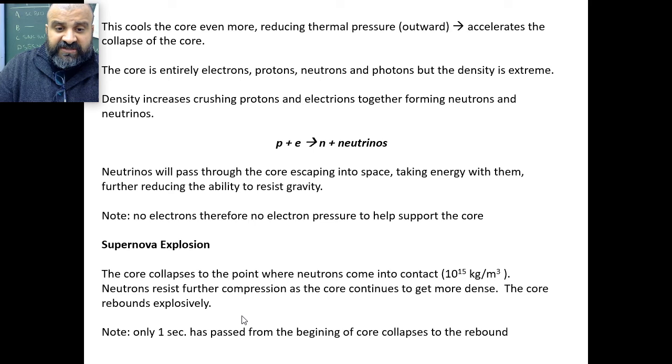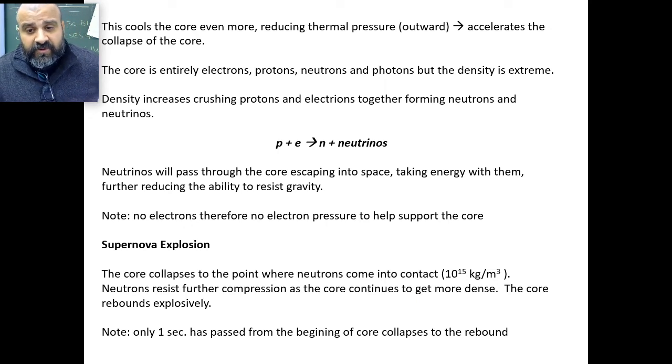So the neutrons resist further compression as the core continues to get more dense. There's more and more matter squeezing, more gravity squeezing, but it can only squeeze so far at this mass. Whatever's left is just neutrons. It's kind of like an elastic. You put so much pressure on it, you squeeze it so much, it rebounds outwards explosively. And as it rebounds outwards, it explodes the star in a type 2 supernova.